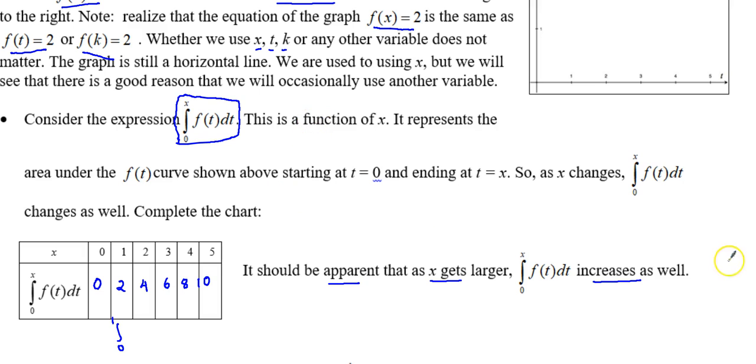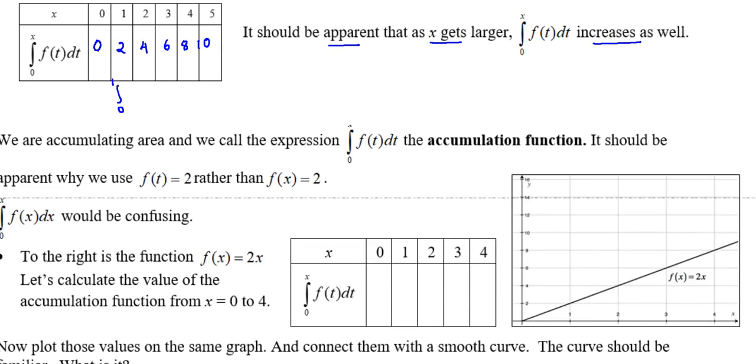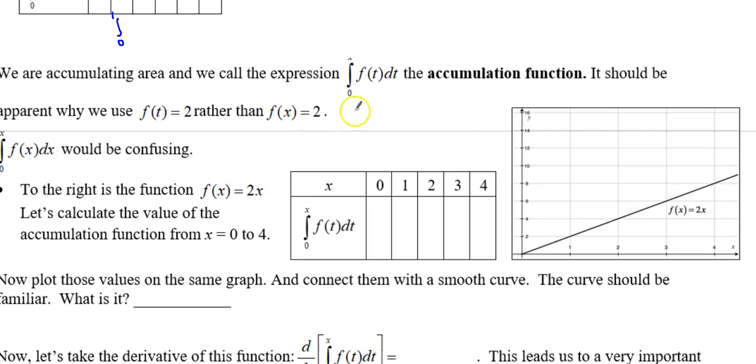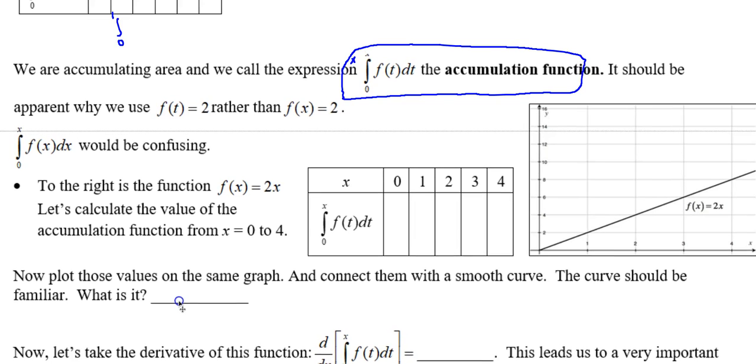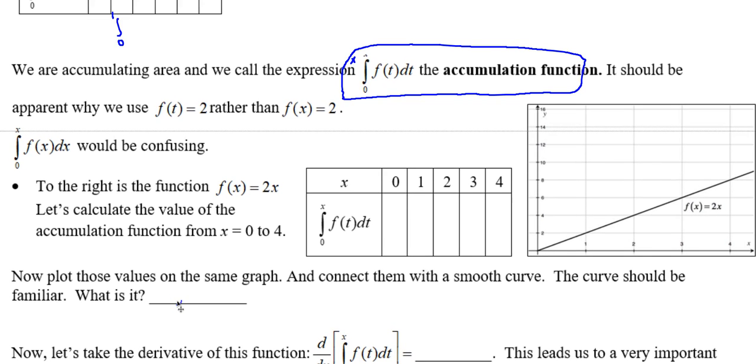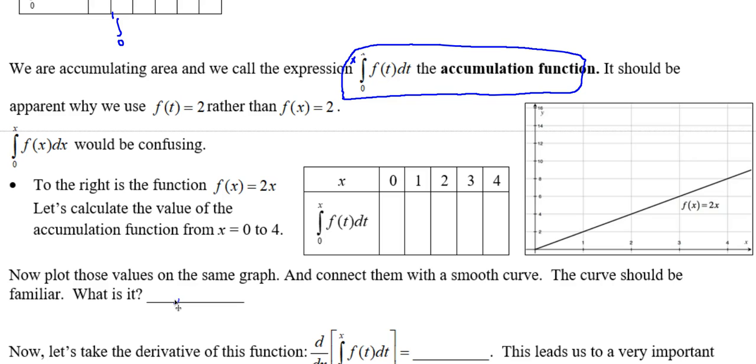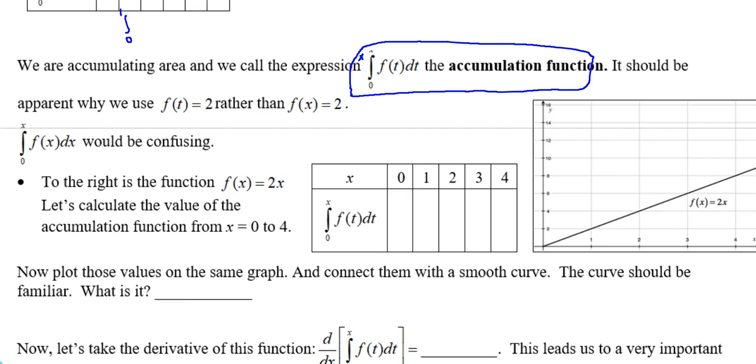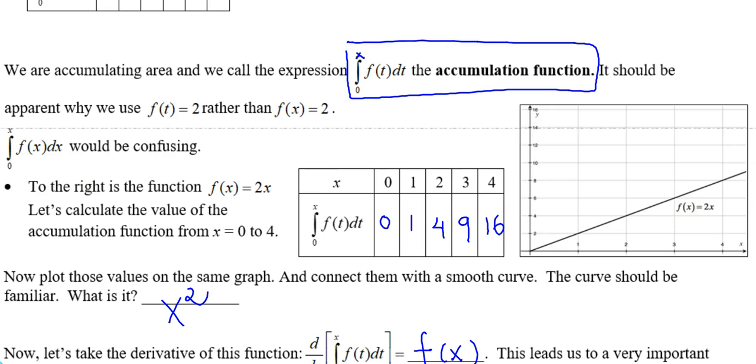So we can see that it's apparent that as x gets larger and larger, the area increases as well. So this is called accumulation function. We give it a name. This is called accumulation function, which collects the area starting from 0 to x. Let me adjust my frame here. It's slightly not clear. Okay, so I'm going to bring my answers here.